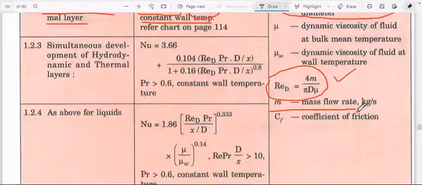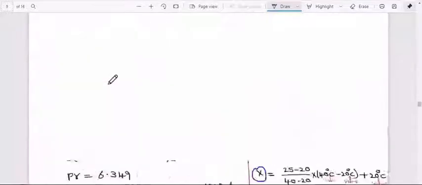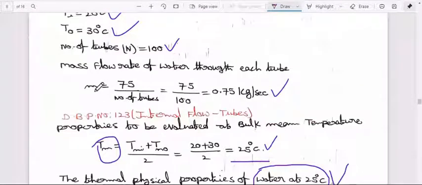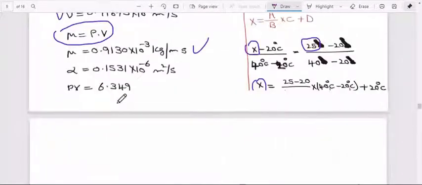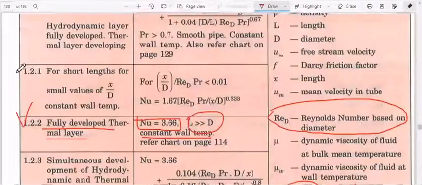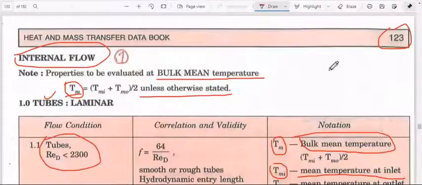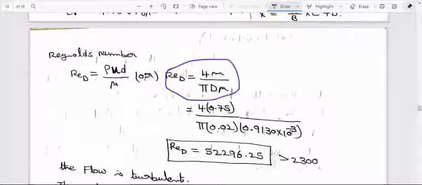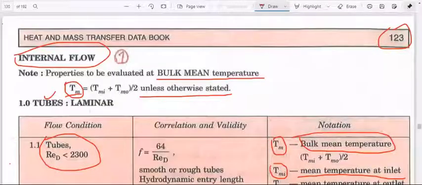Here the mass flow rate is given in kg per second. In this problem mass flow rate is given, so we need to substitute the m value in this equation. The RED formula is taken from data book page number 123, that means internal flow, page number 123.